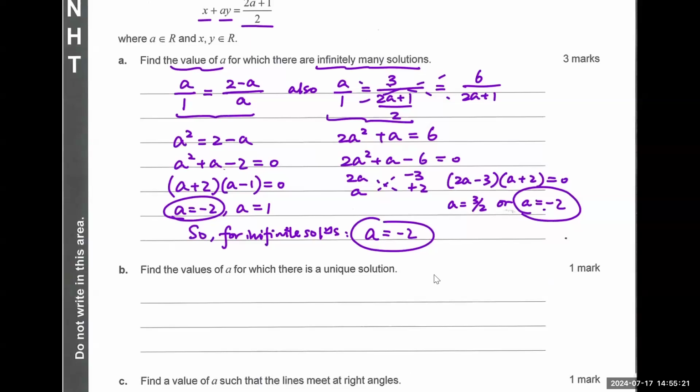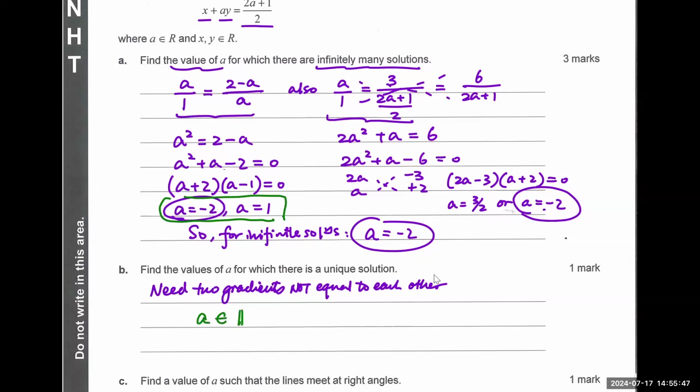Okay, find the values of a for which there is a unique solution. We need the 2 gradients not equal to each other. Pretty much this is coming from the opposite of these 2 numbers, okay? So a belongs to the real numbers excluding negative 2 and 1, okay?